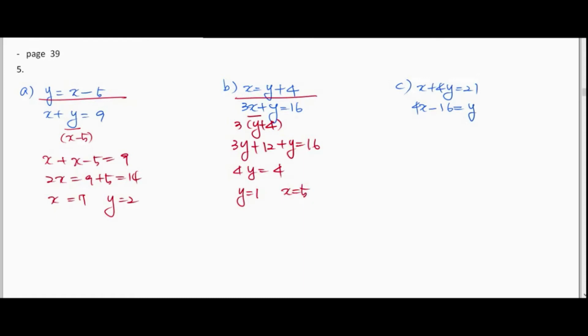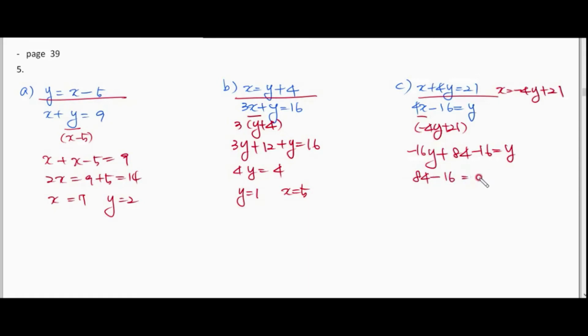And finally, it's c. Let's modify the first equation. So x equals negative 4y plus 21. So putting this in here, negative 4y plus 21. So negative 16y plus 84 minus y equals 16. So then 84 minus 16 equals 68. So then y equals 4. So right here again in the first equation, x plus 4 multiplied by 4 equals 21. So this is 16, and x equals 5.